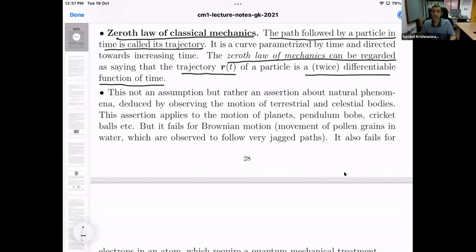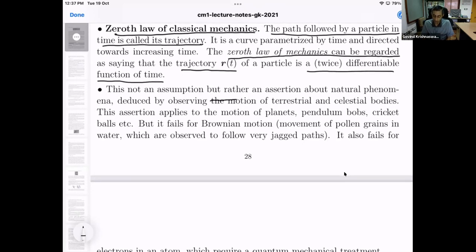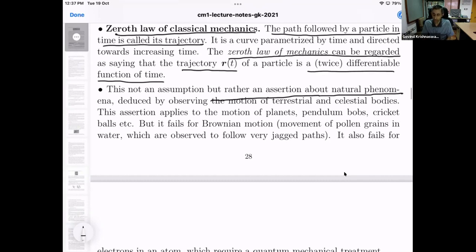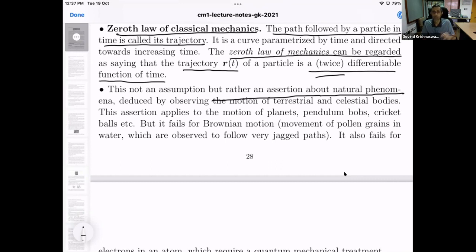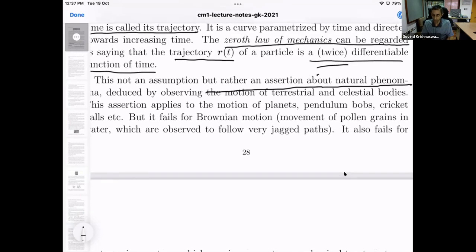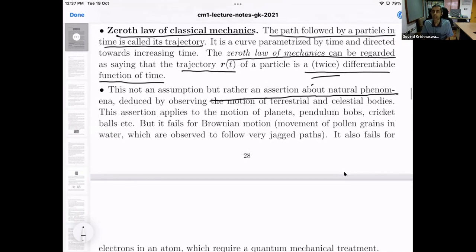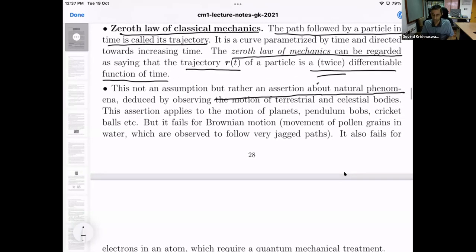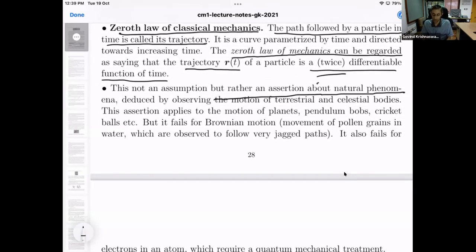So the sense in which this is a law is that it is not an assumption, but rather an assertion. It's an assertion about natural phenomena. It is deduced by observing how tennis balls move, how planets move. It is not some self-evident fact, neither is it an assumption. For instance, it is not saying that the trajectory is a once differentiable function. That is not what it is saying. It is not saying it's a 4 times differentiable function. It is requiring something rather specific, that is, a twice differentiable function. And this could not be deduced without experimentation or plotting curves by observing motion.